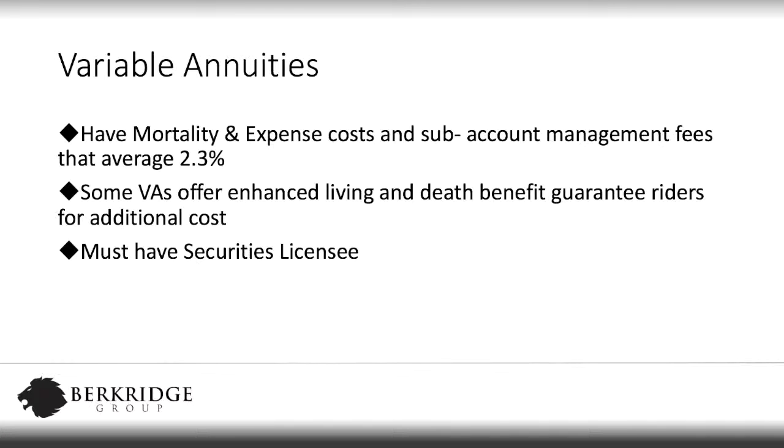Furthermore, variable annuities have a mortality and expense cost and subaccount management fees, on average 2.3%. Your 7% return is actually more like a net 4.7% return for this particular reason. Some of them additionally offer living and death benefits or riders. They do have additional charges. Furthermore, the advisor must have a securities license to sell these.